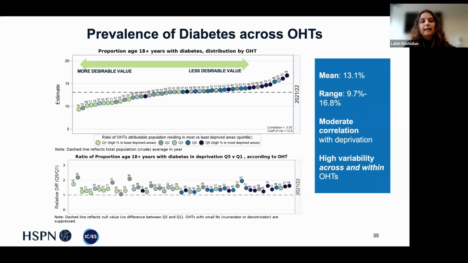Moving on to the bottom panel, in this panel, we're not looking across OHTs, we're looking within OHTs themselves. So within each OHT, we look at the most deprived subgroup of the population and the least deprived subgroup of the population, and we compare the measure we're looking at, in this case prevalence, to see how they're doing. So if we have similar rates of prevalence in our most deprived and least deprived subgroups, the ratio of this would be 1 and it would fall on the dotted line and we would have equity. But if the dot falls above that dotted line, then it means that we have higher prevalence in our more deprived subgroups. So in this case, you can see that all of our OHTs fall above the dotted line. This means that we have higher rates of diabetes prevalence in our more deprived areas within each OHT.